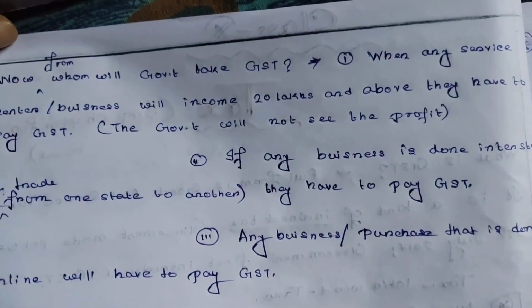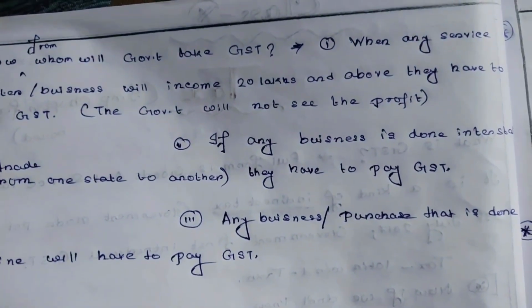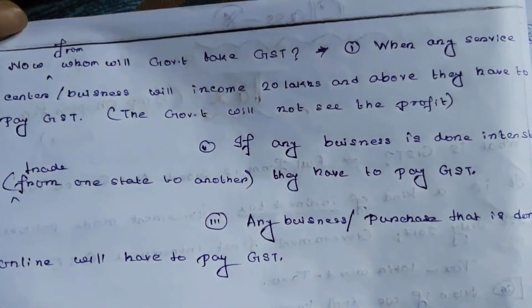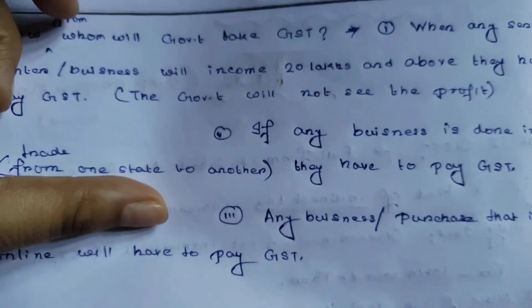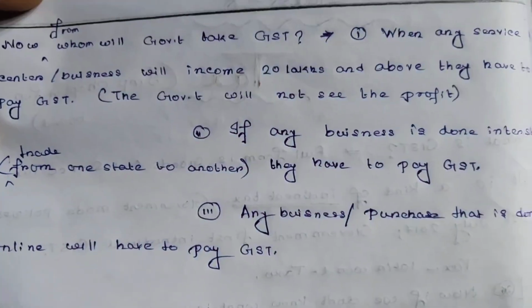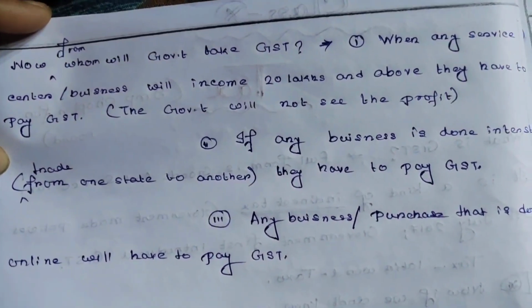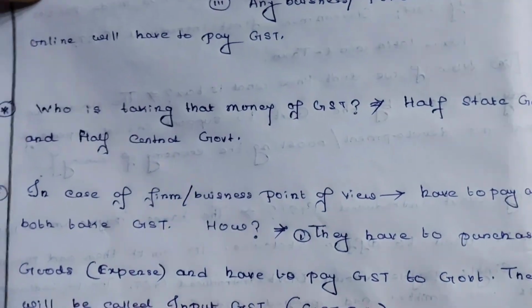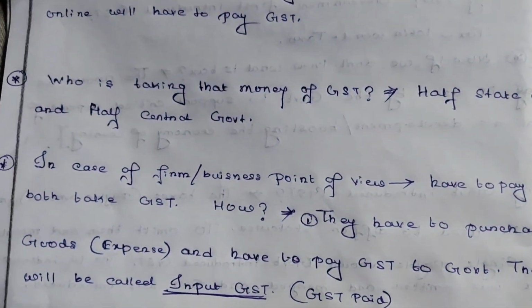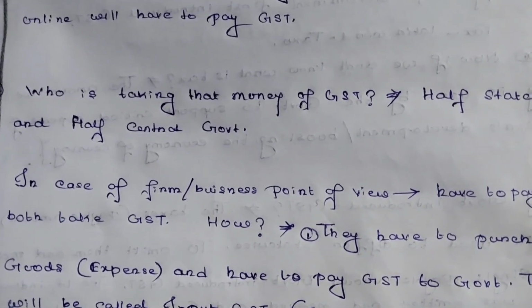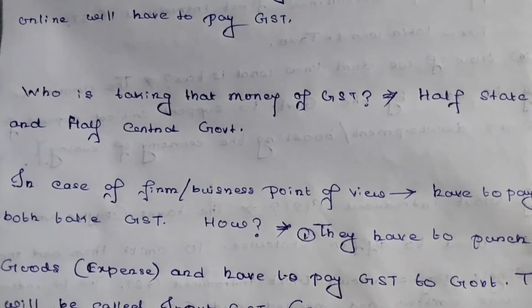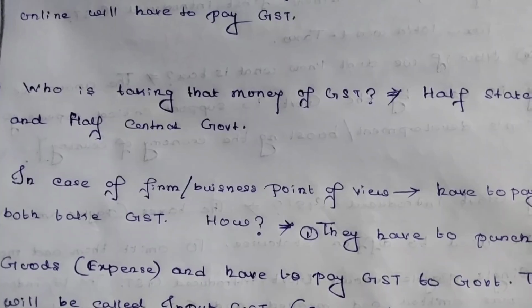And condition number 3 is, any business purchase that is done online will have to pay GST. You can see that in case of Zomato or other online purchases, you can see the bill that we have to pay the GST. Okay. Now, who is taking that money of GST? I have already told you that the central government, half state government and half central government is taking that money.